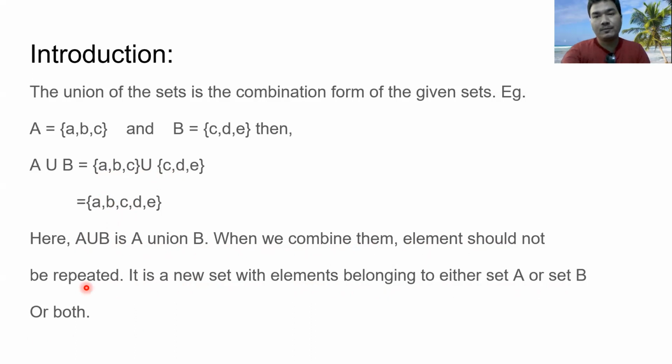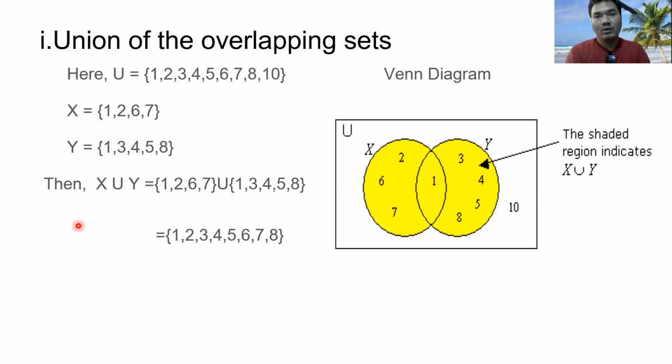Now let's move to next. This is the first one. Look here. How to find out the union of overlapping sets? Overlapping sets means when there is common element, how to find out the union of such sets. Here is given, universal set is 1, 2, 3, 4, 5, 6, 7, 8, 10 only. There is no 9.